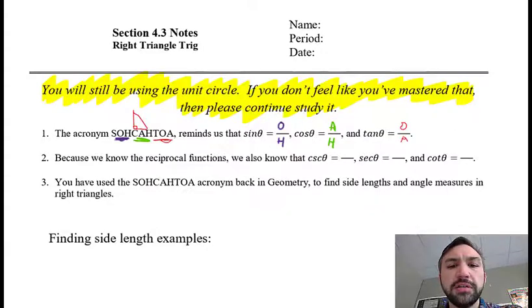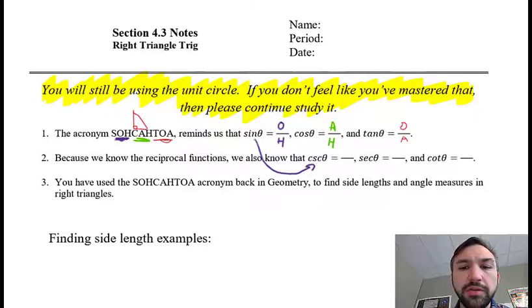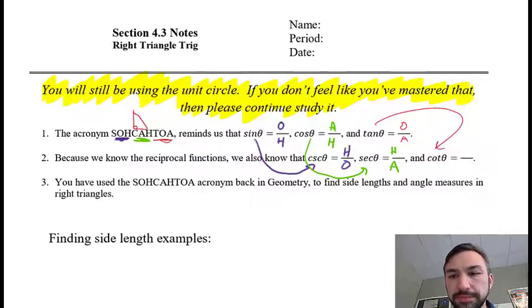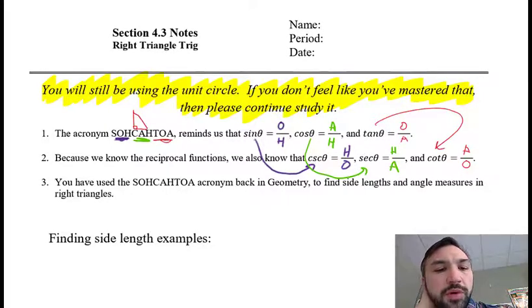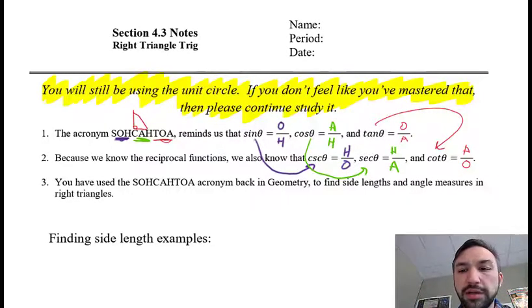All right, and now we've already talked about the reciprocal functions, so we actually know those as well. If sine is the reciprocal of cosecant, then you can think of cosecant as hypotenuse over opposite. Secant's the reciprocal of cosine, so you could think of it as hypotenuse over adjacent. And since tangent and cotangent are reciprocals, cotangent would be adjacent over opposite. So we really know the reciprocal ones already as well. So what SOH CAH TOA can do for you is, if it's a right triangle, sometimes we use it to find side lengths, and then sometimes we use it to find angle measures.